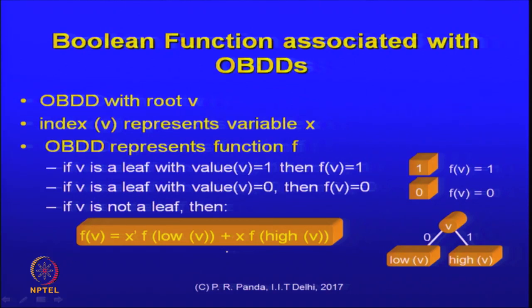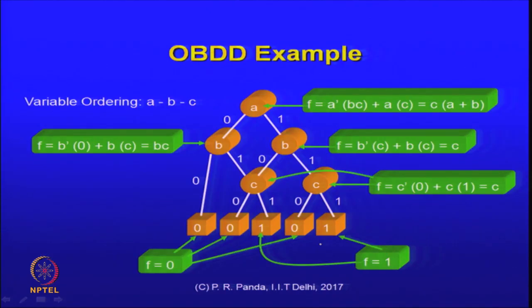And there is a Boolean function that is associated with these OBDDs. It is inductively defined as follows: if it is a leaf node, then that function is true or false depending on whether that value is 1 or 0. If it is a non-leaf node, then that Boolean function corresponding to the node V is composed in terms of the function associated with the low child and the high child. So, that is all that is there as far as the definition is concerned.